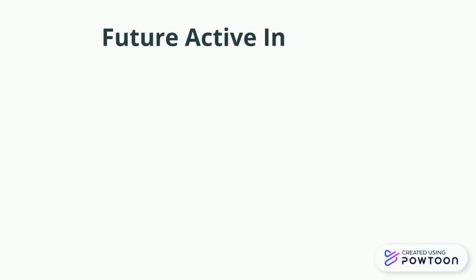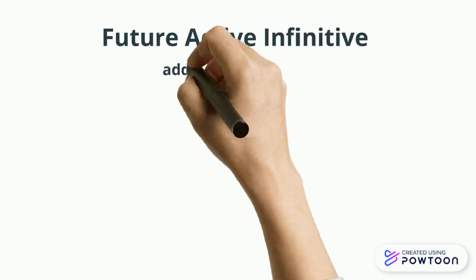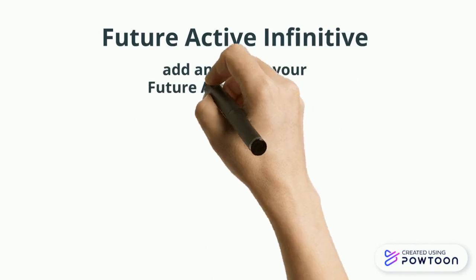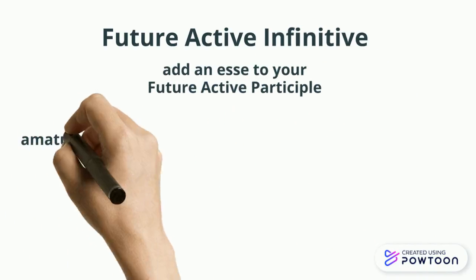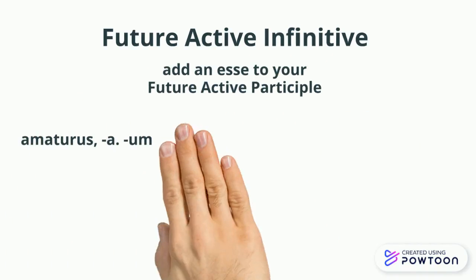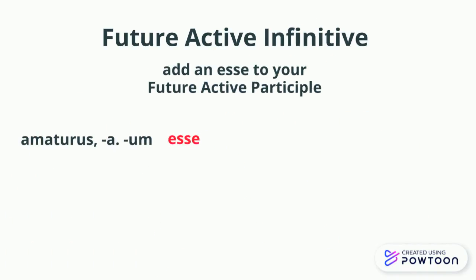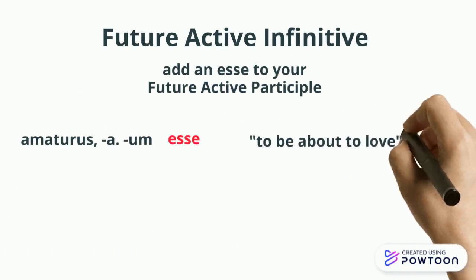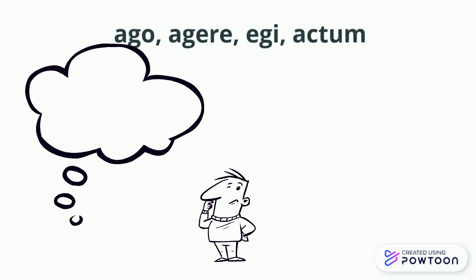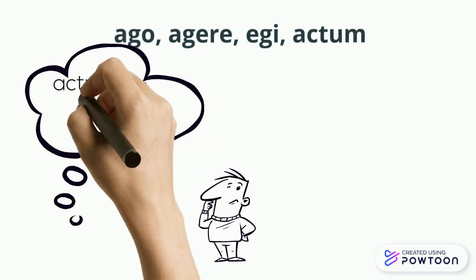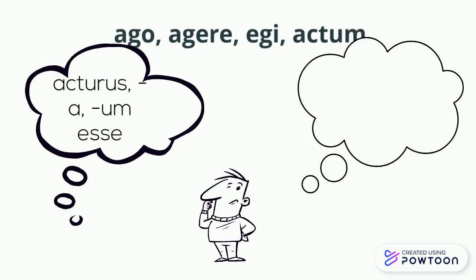Like with the perfect passive infinitive, I can make a future active infinitive by adding esse to my future active participle. Amaturus esse, to be about to love. So for ago, I would get acturus esse, to be about to drive.